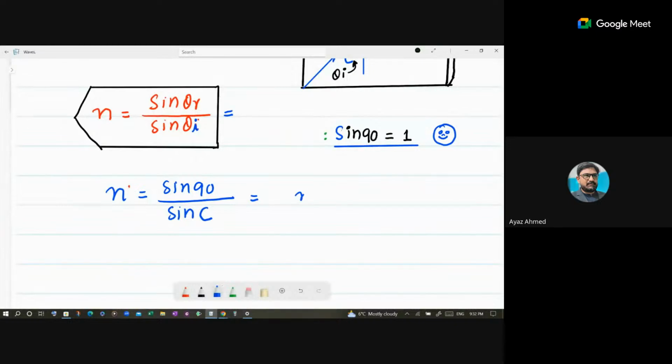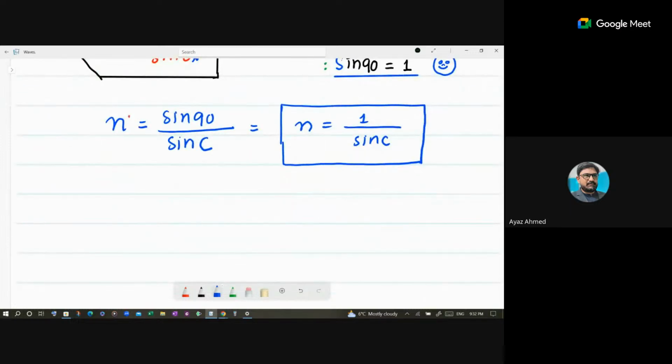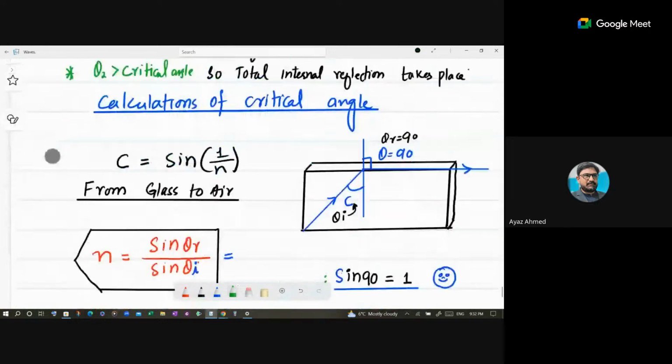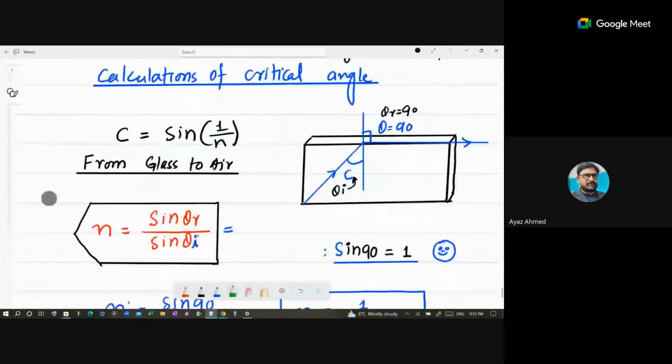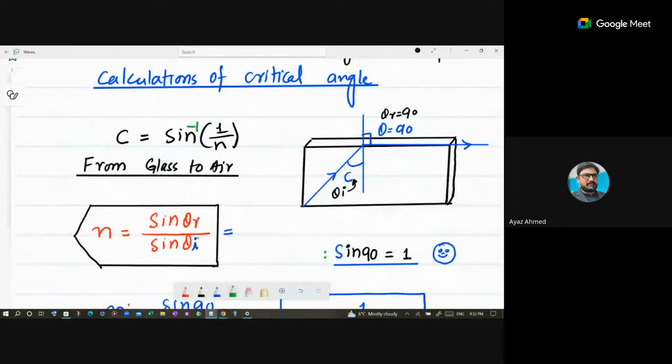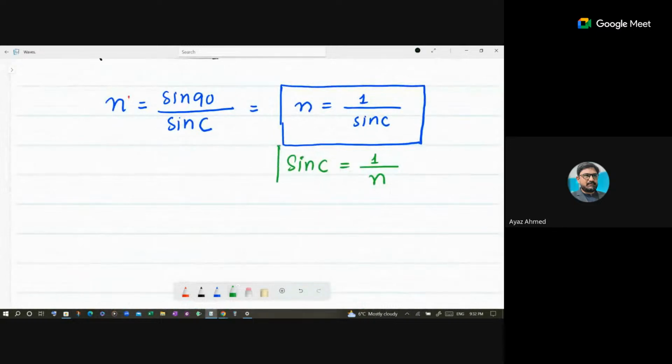So I can say that n equals 1 divided by sine c. This is one of the equations which links critical angle and your refractive index. And if I cross multiply, if I make sine c the subject, then sine c is equal to 1 upon n. So yes, it is sine inverse. Sorry, maybe I was mistaken. So sin c का formula क्या है? Sin c is equal to 1 upon n.